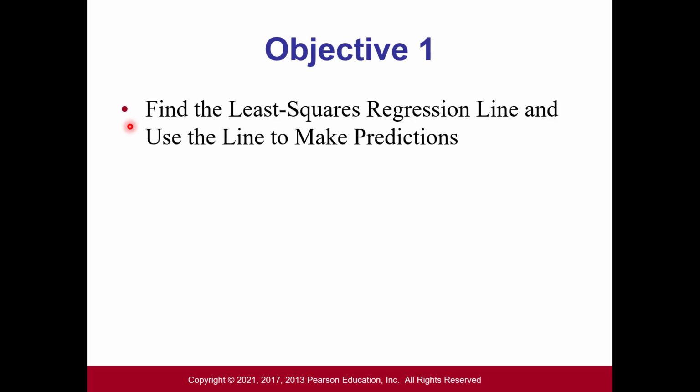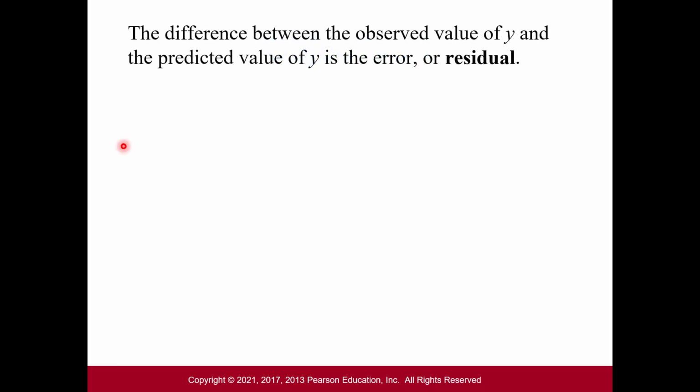So now let's find the least squares regression line and use the line to make predictions. So basically what we want to do is find the best fit line for our data. First, let me mention residual or error. The difference between the observed value, the value from our data set, and the predicted value is an error, or we call it the error or residual.